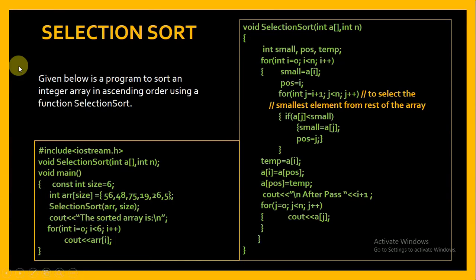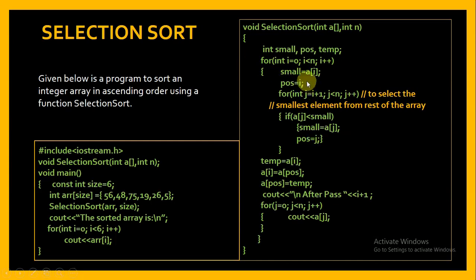Now let us jump to this function. In this function selection sort, you can see here we have an array A, which is nothing but the array R only, and an integer n, which is the size of the array. Here we are declaring three variables, small, pos, and temp, to hold the calculation values.